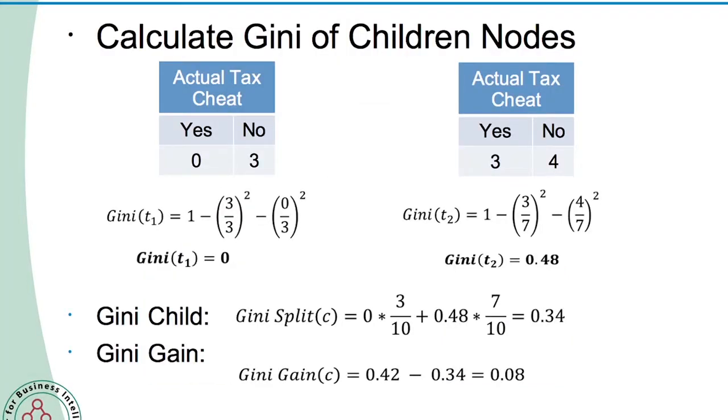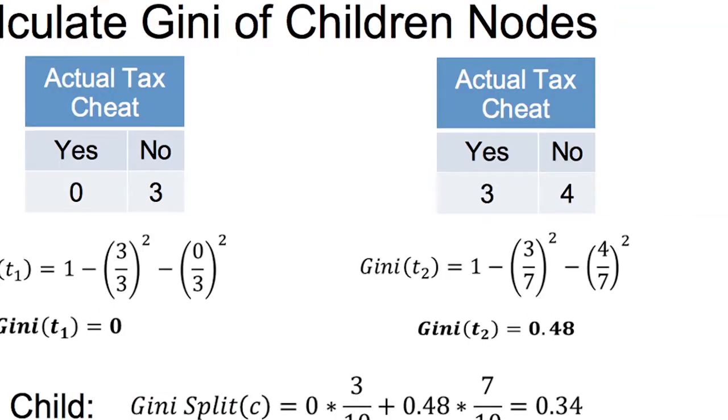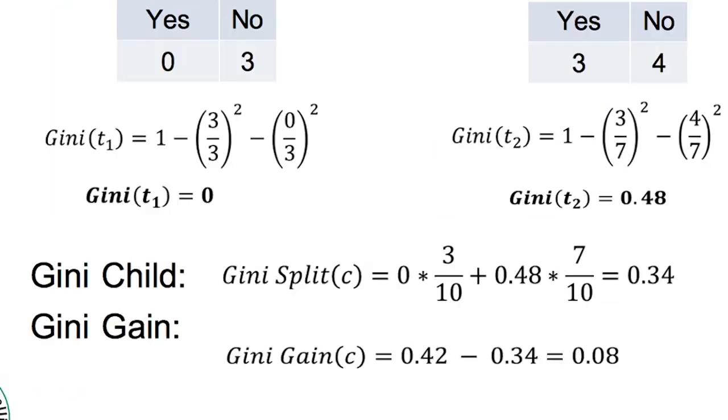So now let's calculate the Gini index of the children as follows. The child on the left has a Gini index of 0 because it is pure: 1 minus (3 out of 3) squared minus (0 out of 3) squared, and Gini is 0. On the other hand, the Gini index of the right child is 1 minus (3 out of 7) squared minus (4 out of 7) squared. It is 0.48.